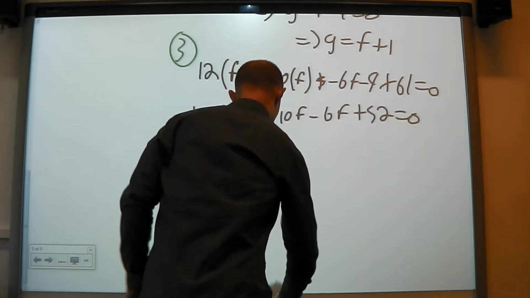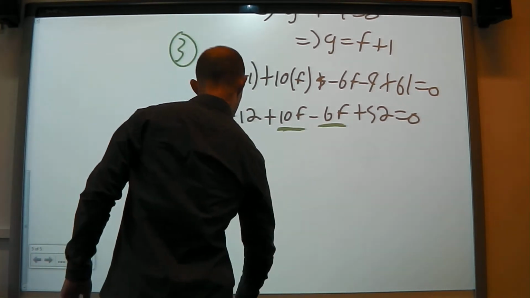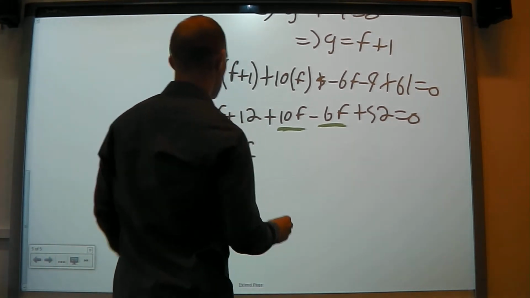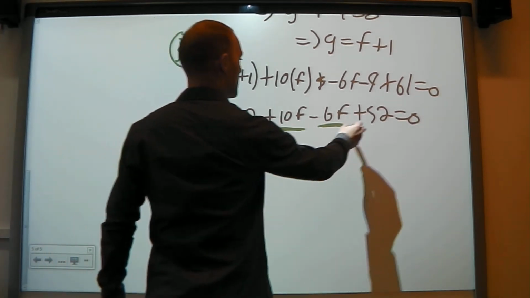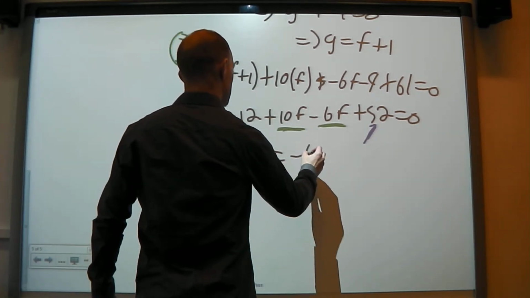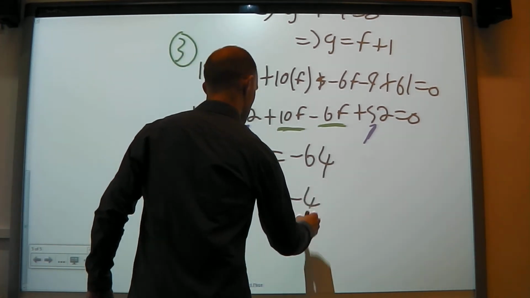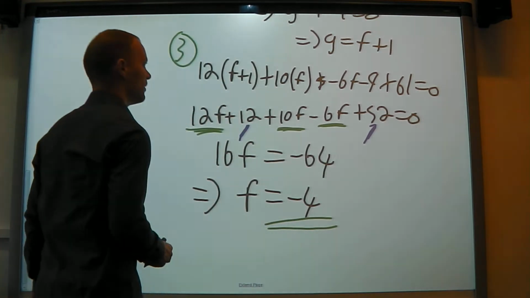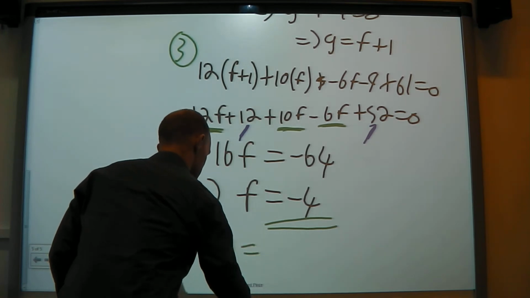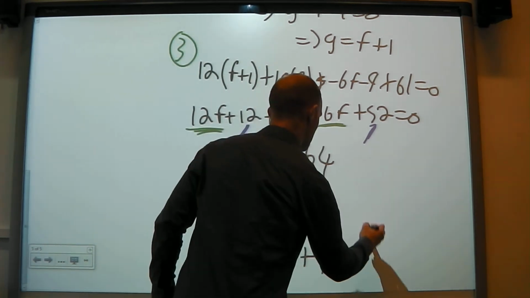is equal to 0. And we just gather our f terms, and that works out at 22 minus 6, which is 16f. And then our non-f terms are 52 and 12, which is 64. So that's equal to negative 64. And that implies f is equal to negative 4. We have a value for f. Now at f equal to negative 4, g is equal to f plus 1, which is negative 4 plus 1. That implies g is equal to negative 3.